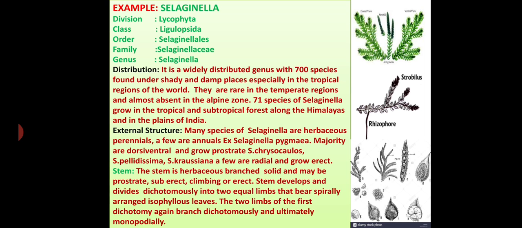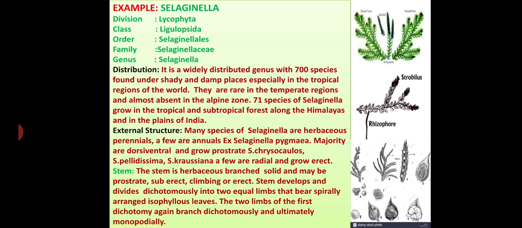Then we discuss distribution. It is a widely distributed genus with 700 species found in shady and damp places, especially in the tropical regions of the world. They are rare in the temperate regions and almost absent in the alpine zones. 71 species of Selaginella grow in the tropical and subtropical forests along with the Himalayas and in the plains of India.